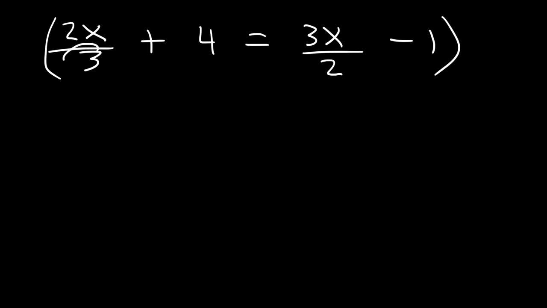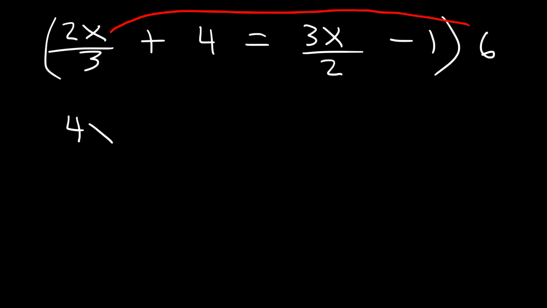Notice that we have denominators of 3 and 2. What is a common multiple of 2 and 3? A common multiple of 2 and 3 is 6. So if we multiply everything by 6, we can get rid of all fractions. So let's multiply 6 by 2x divided by 3. 6 times 2x is 12x. 12x divided by 3, well, that's going to be 4x. So 2/3 of 6 is 4.